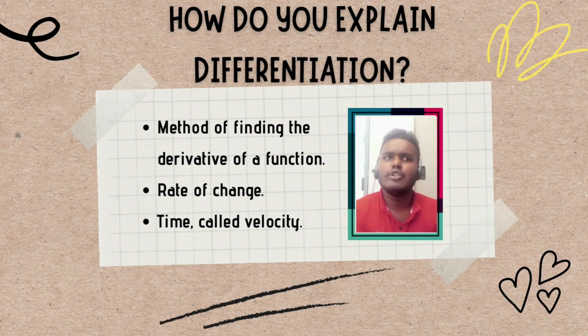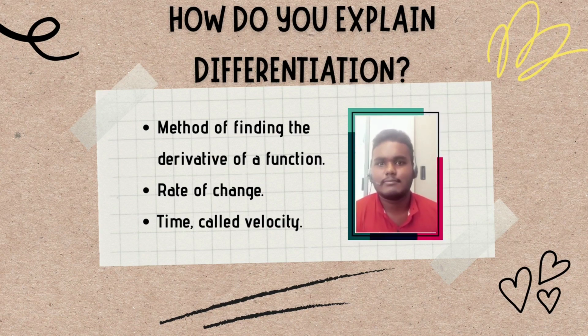So, how do you explain differentiation? Differentiation is a method of finding the derivative of a function. It is a process in maths where we find the instantaneous rate of change of a function based on one of its variables. The most common example is the rate of change of displacement with respect to time, called velocity.